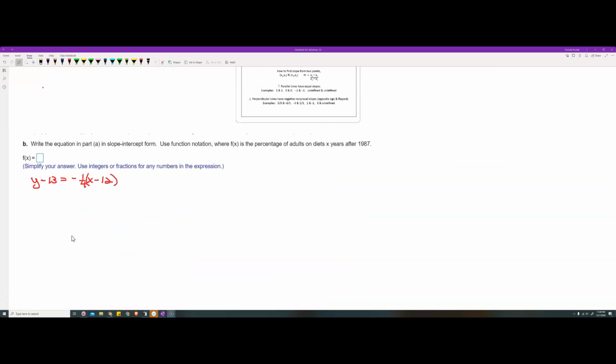The next part of this question is to take this form and convert it into slope-intercept form. And that's easy. All I do is multiply it out and then get every y on one side and all the other numbers on the other. So I'm going to distribute. I get negative 1/4 x. And then I'm going to have negative 1/4 times negative 12.